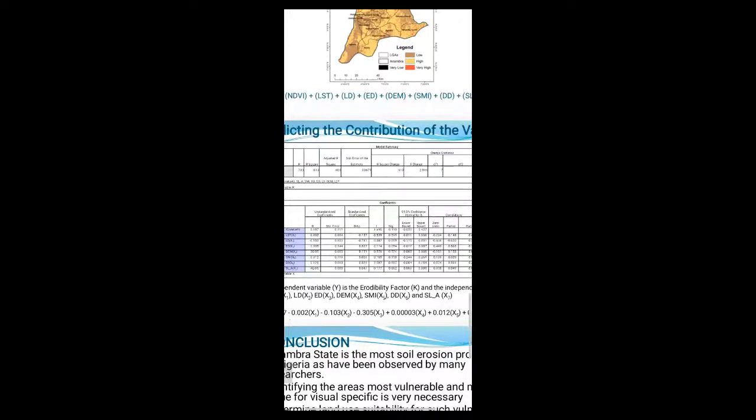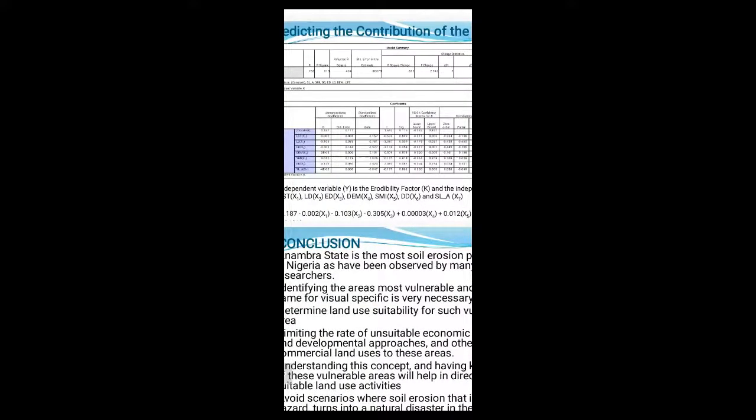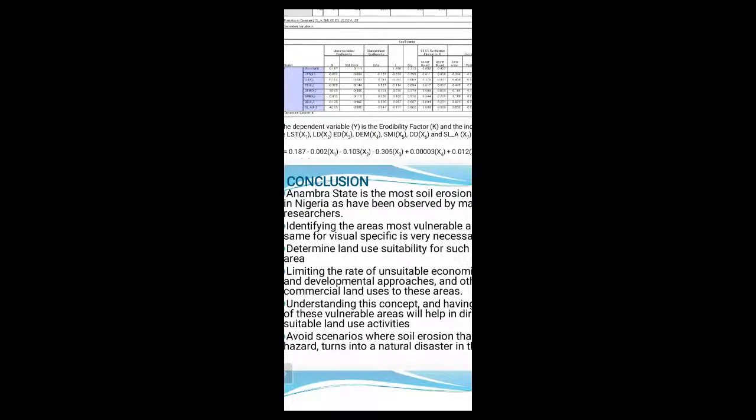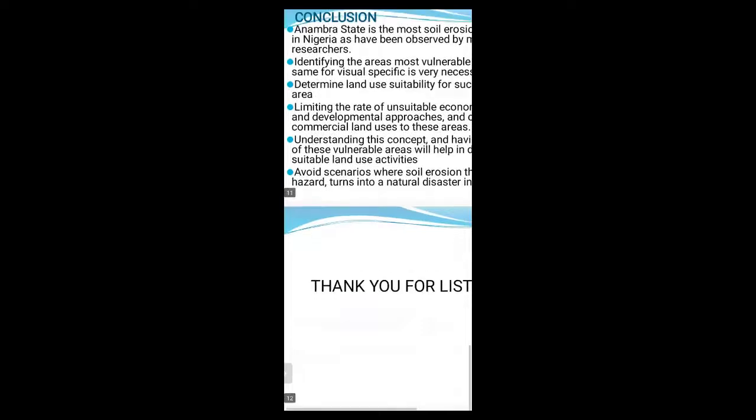In conclusion, the research was able to identify areas that are most vulnerable, and the research also modeled this area for visual specificity, which is very necessary to curb the menace of soil erosion. We also added that if we understand this concept and have knowledge of these vulnerable areas, it will help in directing suitable land use activities in the study area. And it will help us to avoid scenarios where soil erosion, which is a natural hazard, turns into a natural disaster in the state. Thank you for listening.